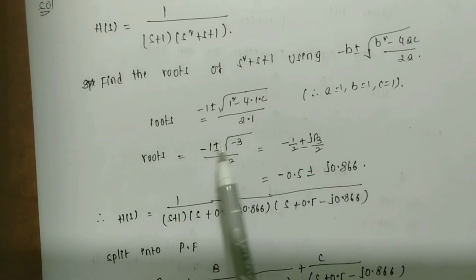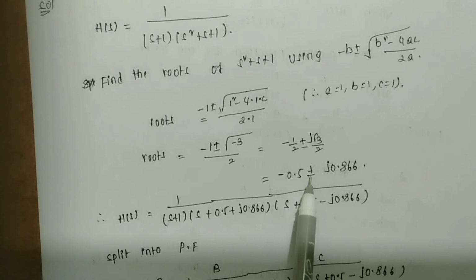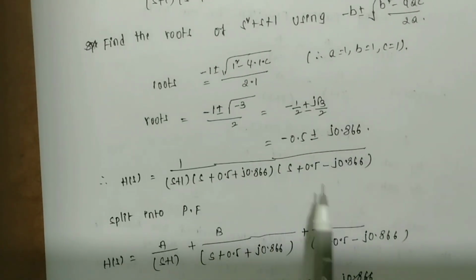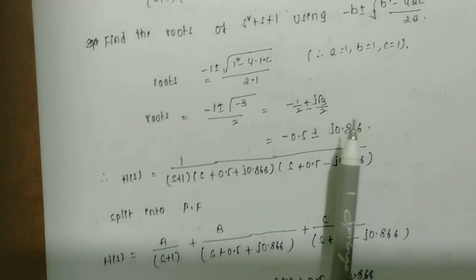Now these roots are substituted in the poles (s - r1), where this is r1 and this is r2. S minus r1 means s minus (-0.5), and minus into minus turns into plus, so s + 0.5 - j0.866. This is the way we write the factors. Now my total H(s) turns into this, and now I will apply the partial fractions.